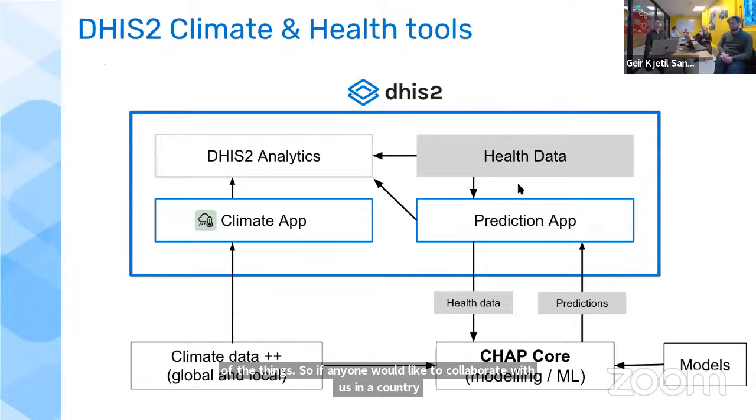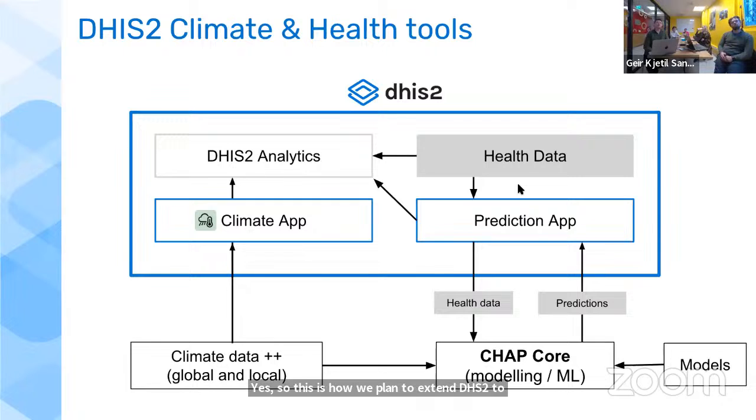Next. Over to Björn. Yes, so this is how we plan to extend DHIS2 to accommodate the climate and health field. You can see that there are 2 apps that you can soon install on your DHIS2 system. The climate app is already out and is used in production. The prediction app, which is the app that integrates with our modeling tooling, the CHAP core, will be available later, but you will see a demo of all these apps today.